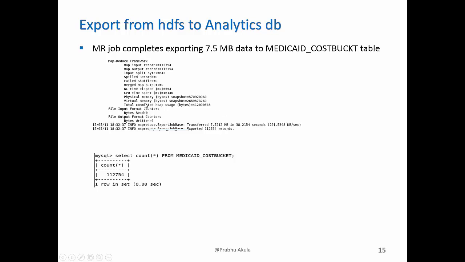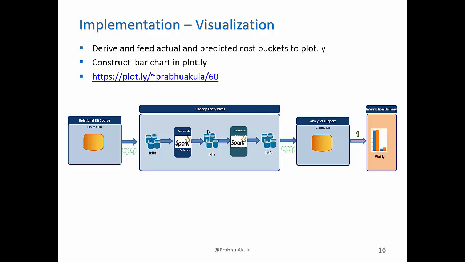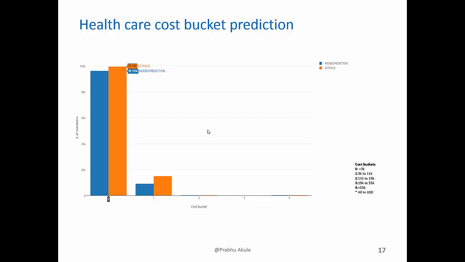In 38 seconds or so, it's loaded 7.5 MB of data into this Medicaid cost bucket table which exists in Analytics DB. As we verify here, the record count is matching with what we see in the MR job. So what's next? I imported this data into Plotly to visualize how it compared with the actual cost buckets and how my model predicted. As we see here, it's a pretty close match.